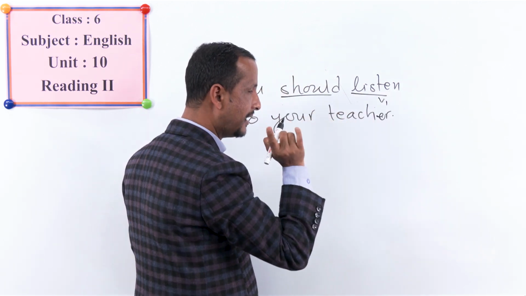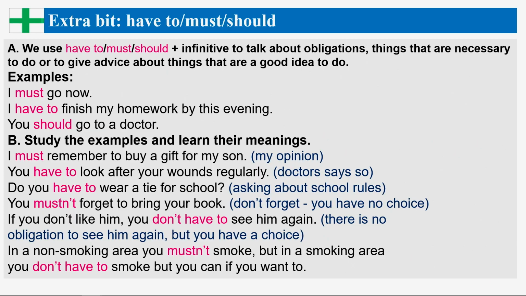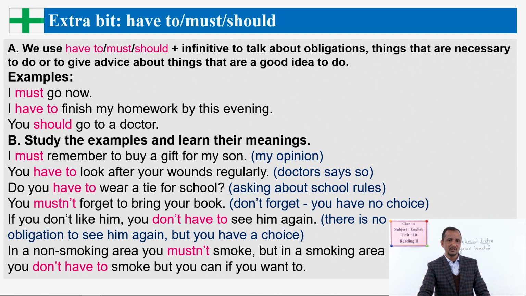That is all right. Okay, in the same way, here is another example also given here. For giving advice also we use this. I must go now. I have to finish my homework by this evening. You should go to a doctor. For another one, we discuss rules and regulation, obligation, permission and restriction. Now we can use these kinds of expression for giving advice too. And advice might be obligated also. You must follow that.